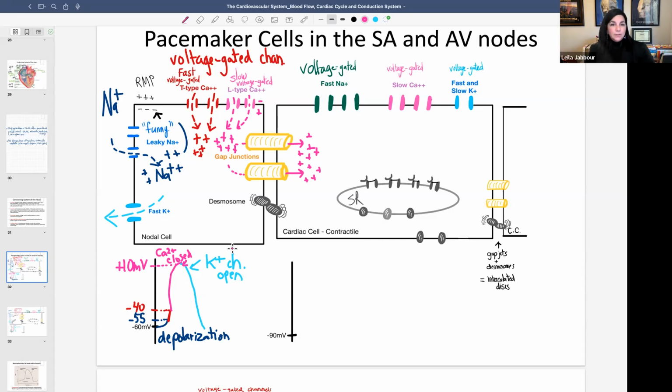All right. So the cell depolarized, and then the cell repolarized with the efflux of potassium ions out of these channels. Okay, so that's that. So then let's talk about what happens next.